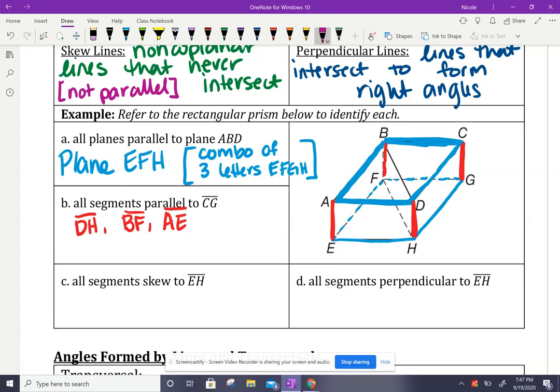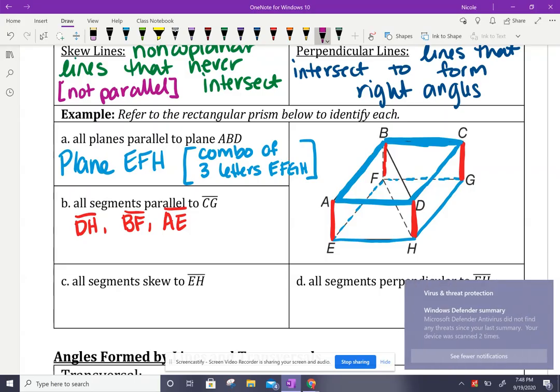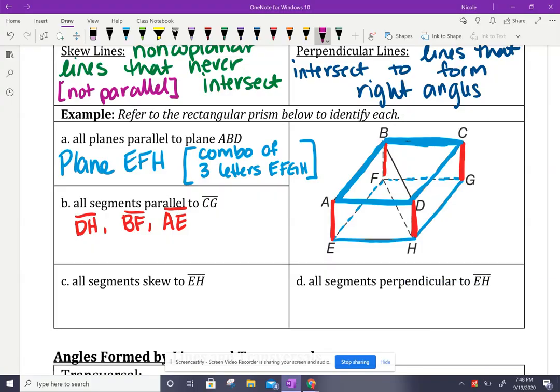Next, and this one is always a little weird. It's hard to describe if you don't have like a physical box in front of you, but segments that are skew. So we're looking for segments that are not on the same plane. So they cannot share a plane, and they are not parallel, but they don't intersect. So we're going to look at segment EH. EH is down here across the bottom. And we're going to find segments that are never going to intersect with it, but are not on the same plane. So looking at different edges of the box that are never going to touch it.